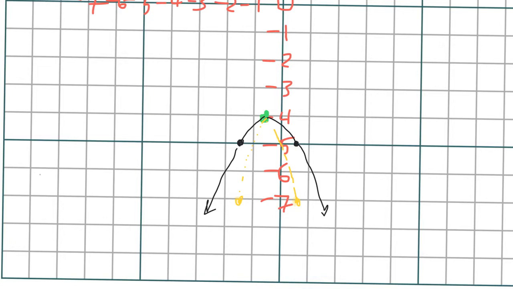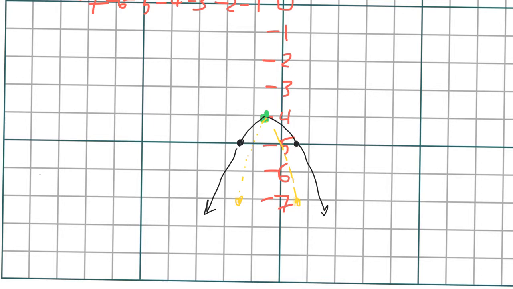What did we just do? We just did the vertical stretch. This guy got stretched by a scale factor of 3, so it used to be 1 unit away from the vertex vertically, but now it's 3 units away from the vertex vertically, so we had to bring it down here. All right. Same with this one. We had to bring this one down here.